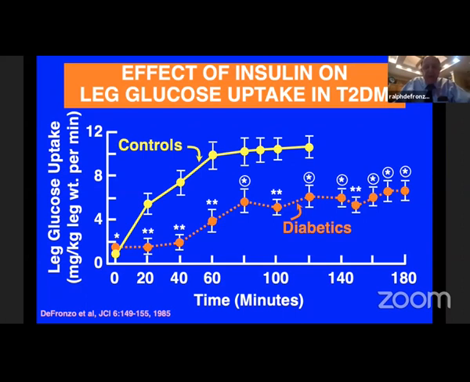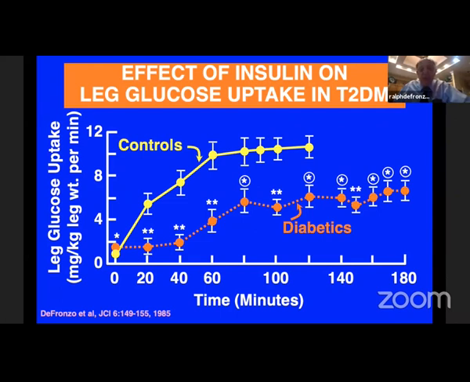So on the x-axis, I plotted time, and on the y-axis, leg glucose uptake. The control subjects are shown in yellow. You can see within 20 minutes, there's a very rapid uptake of glucose into the muscle. At 60 minutes, we reach a plateau.